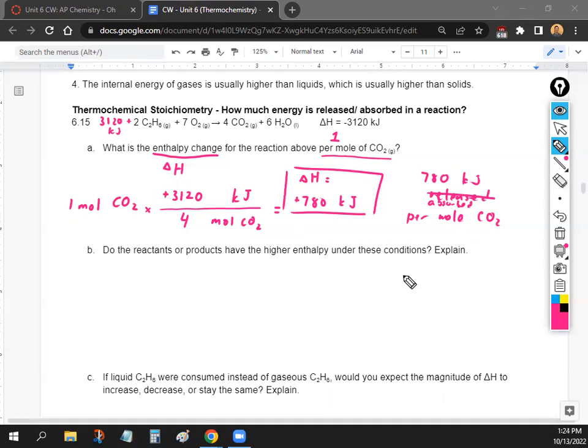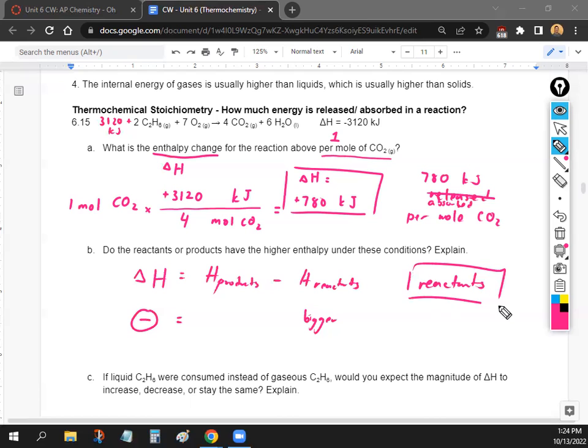Okay, let's move to part B. Do the reactants or products have a higher enthalpy under these conditions? If you remember, the formula for the change in enthalpy is the enthalpy of the products minus the enthalpy of the reactants. So if the enthalpy change is negative, which one is going to be higher, the enthalpy of the products or the enthalpy of the reactants? The reactants are going to be bigger, right? Because you're taking away more than you have for the products. So that means the reactants are higher.